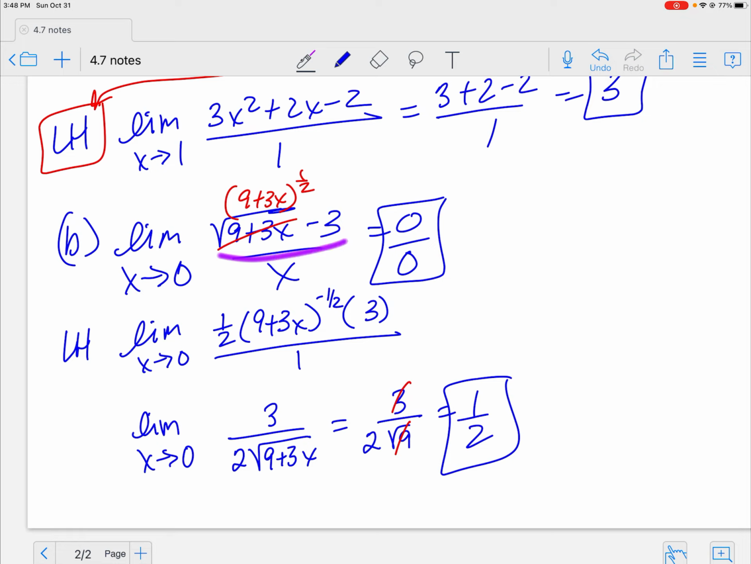Before, when we had this radical and we couldn't do this work, we would have to multiply by the conjugate. Still a valid method. But when we have L'Hopital, I think this method's a bit more efficient in order to pull that off. All right? Okay. Good job. Good job.